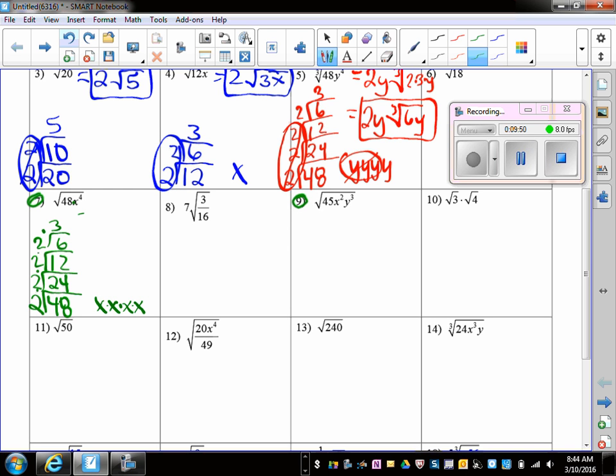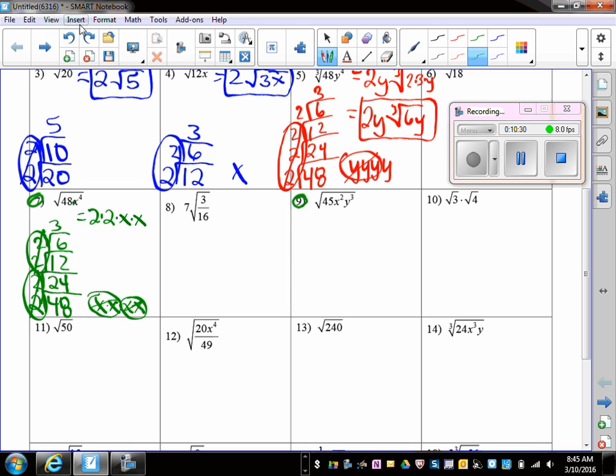Alright, so let's circle our pairs. Here's a pair. Here's a pair. Here's a pair. Here's a pair. All pairs come out in front. So here's a pair of 2s. One of those comes out in front. Another pair of 2s. One of those comes out in front, and it's multiplication. Pair of x's. One of those comes out in front. And then we have another pair of x's, and that comes out in front as well.